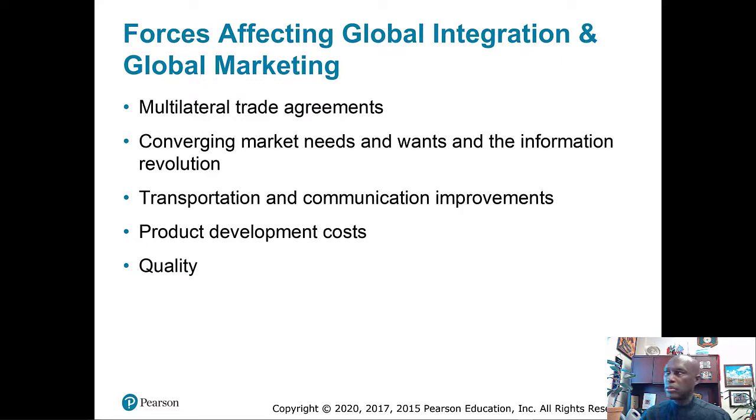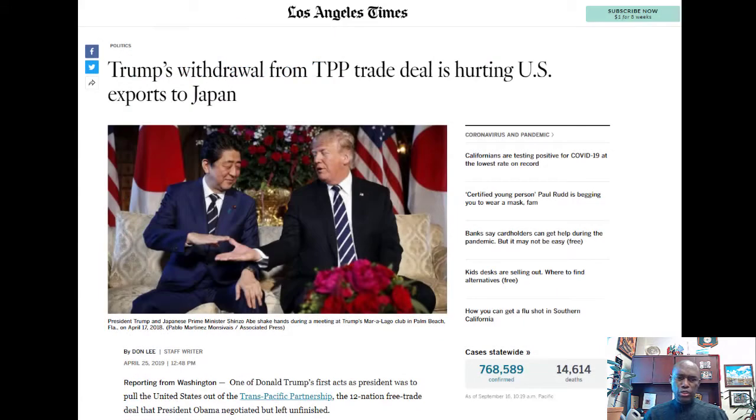Different forces, multilateral agreements, and we spoke about some of the regional arrangements, but then you have other initiatives such as the Trans-Pacific Partnership Agreement that the U.S. actually pulled out of under President Trump, and that was something that was supposed to galvanize Asian nations against the rising power of China. And so that was a very interesting arrangement.